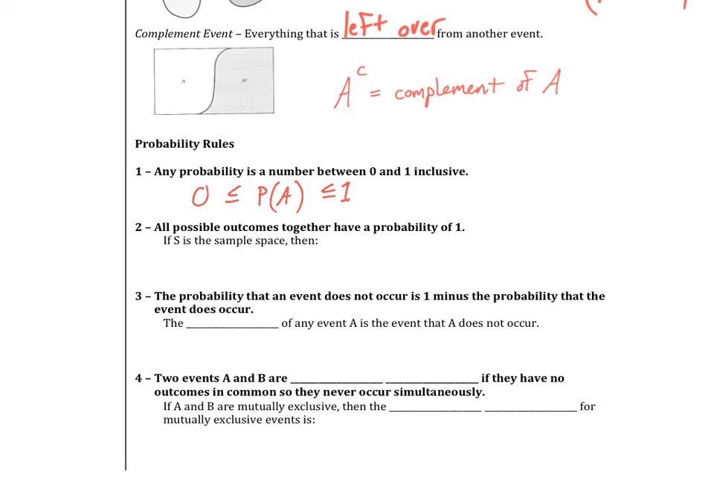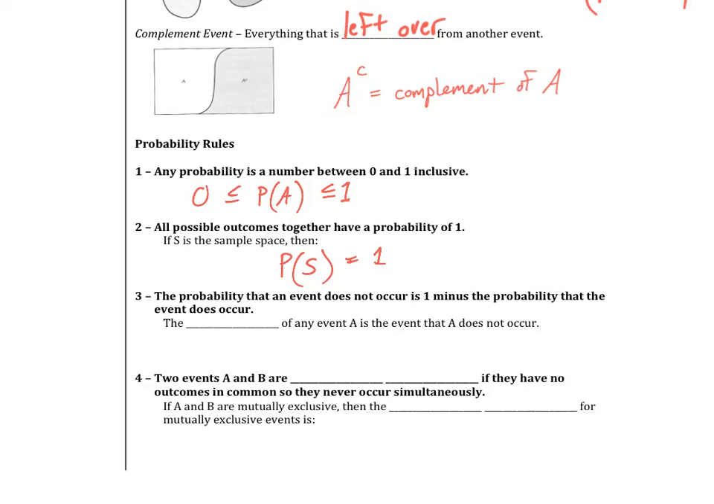Rule number 2 is all possible outcomes together have a probability of 1. So if S is the sample space, then the probability of the sample space, so the probability of something in that sample space happening, is equal to 1. So if you roll a dice, the probability of getting a 1, 2, 3, 4, 5, or 6 would be 1 or 100% because you're guaranteed to get one of those.